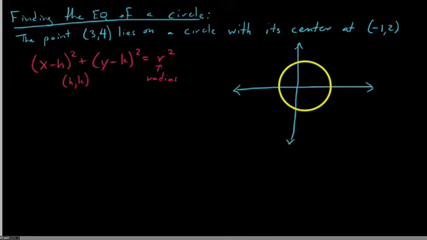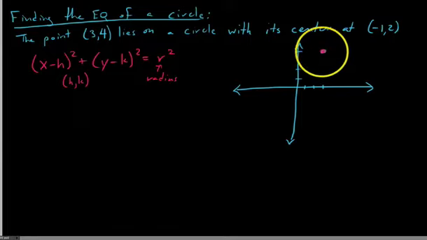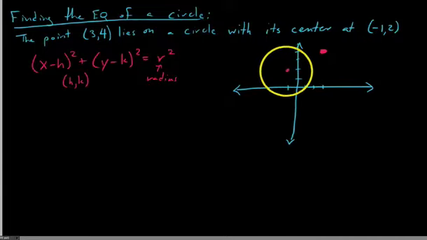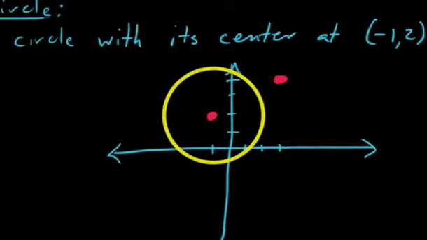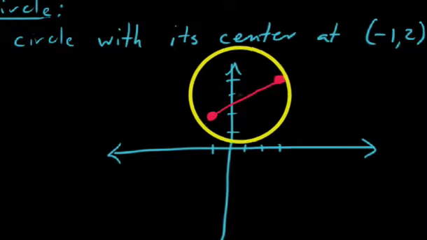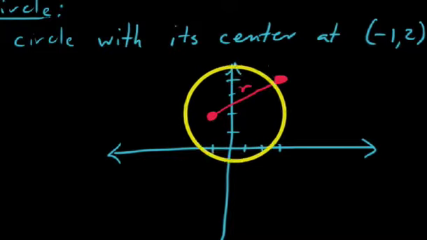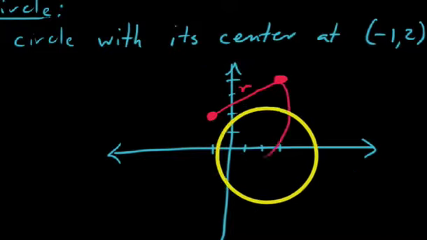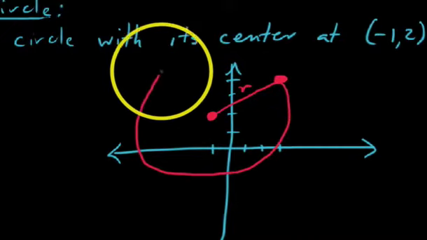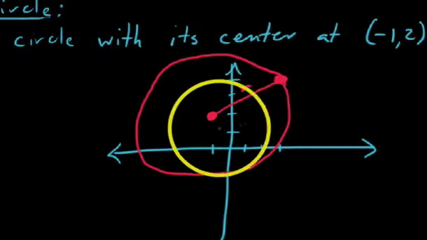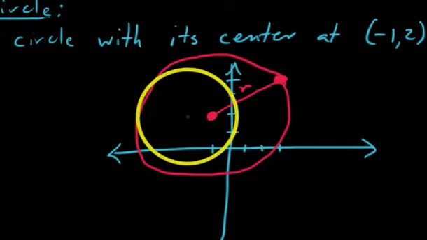We say (3, 4): 1, 2, 3, 1, 2, 3, 4. So this is our point on the exterior of the circle. We'll make it pink, and then we say (-1, 2). This would represent the center of the circle. So we've got this circle here of radius r. This is our focus, and it proceeds around this, and I'm trying hard to draw this in.